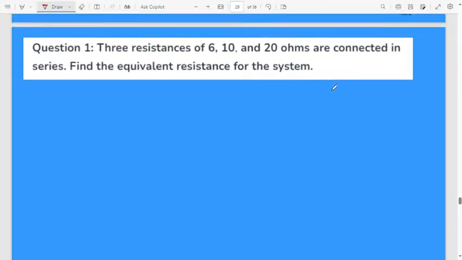Three resistances 6, 10, 20 ohms are connected in series. Find the equivalent resistance. Very easy. Equivalent resistance is Rs. We can consider R1 plus R2 plus R3. Then 6 plus 10 plus 20, we will get 36 ohm. Okay, direct.